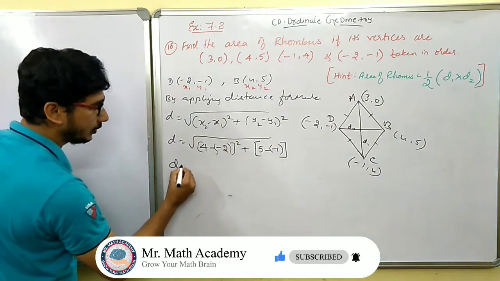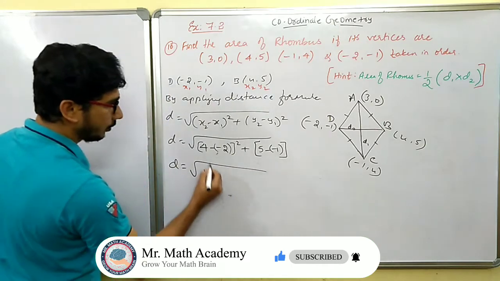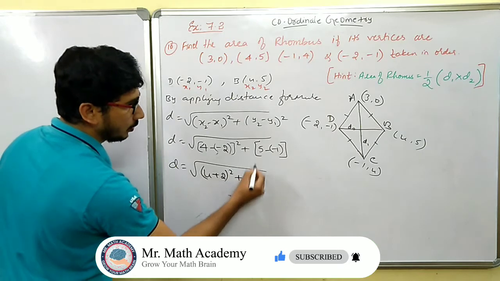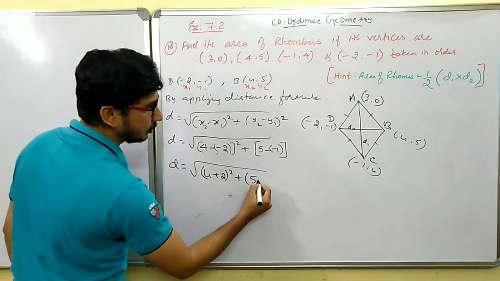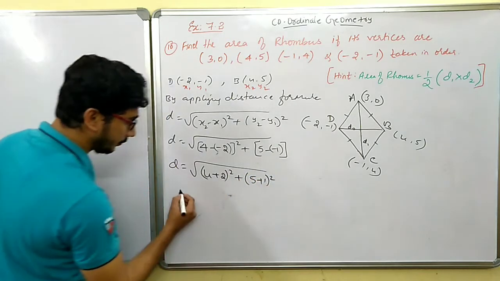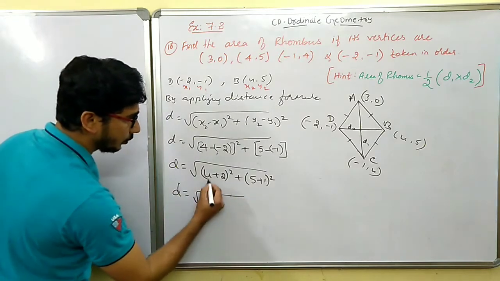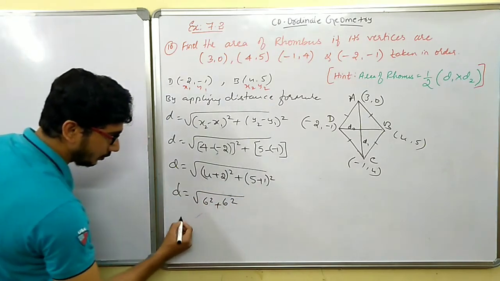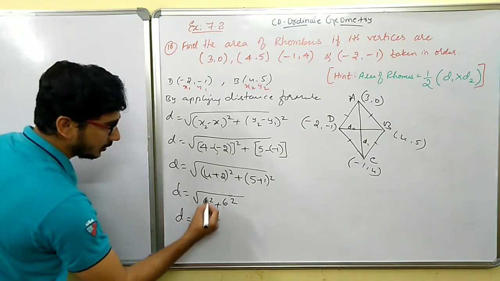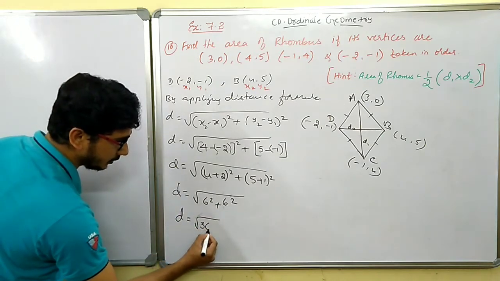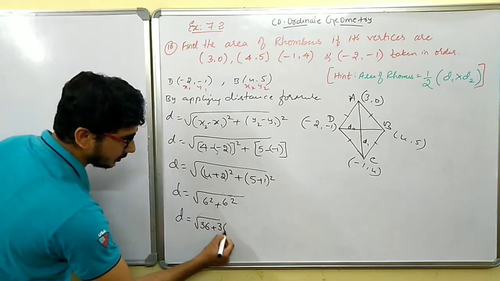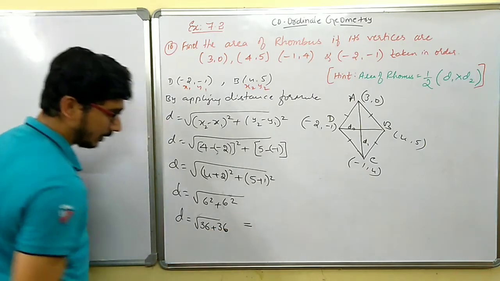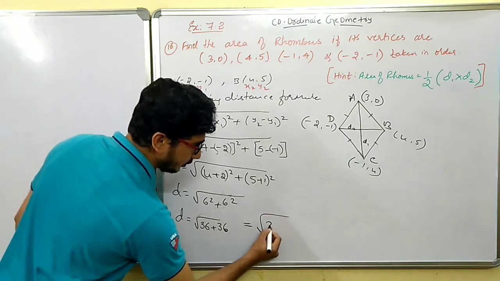Okay, now what will happen? D is equal to root of (4 minus into minus, plus 2) whole square, (5 minus into minus, plus 1) whole square. So what will happen now? 4 plus 2, 6 square, 6 square. So it will become D is equal to root of 6 6s are 36, 6 6s are 36. Like previously I told, like that only will go. 36 twice.